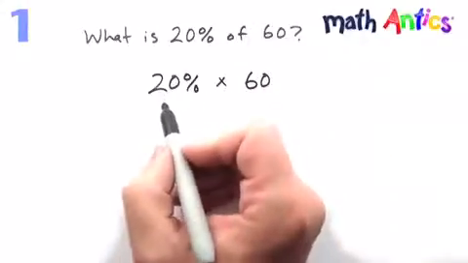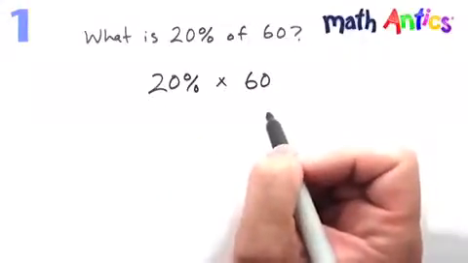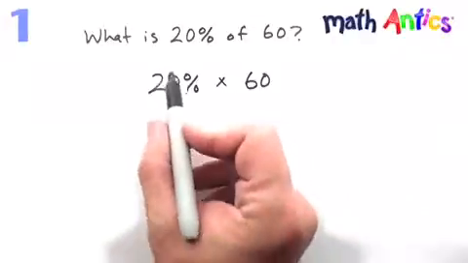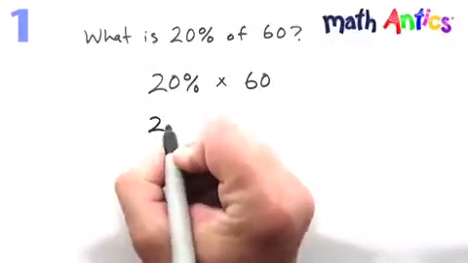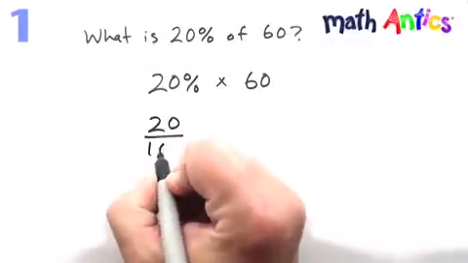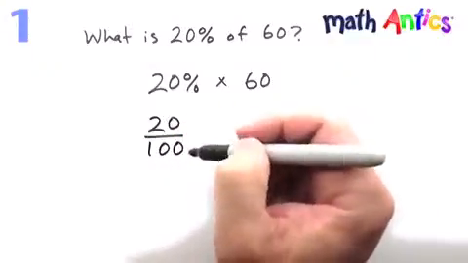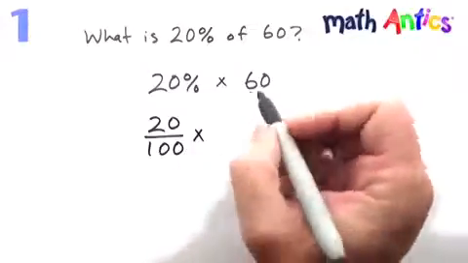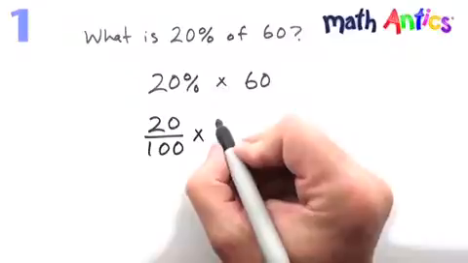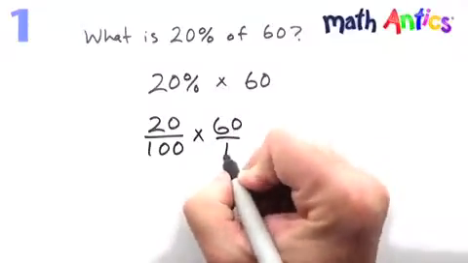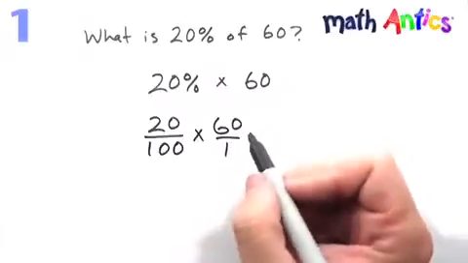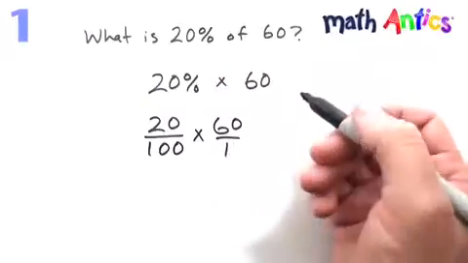All right, so the first thing we need to do to multiply these is to write them both in their fraction form. And a percentage is just a fraction with 100 as the bottom number. So 20 over 100 is the same value as 20%, and multiplied by, for 60, the fraction form of 60 is 60 over 1, because you can put 1 as the bottom number in a fraction for any whole number, and it doesn't change the value.